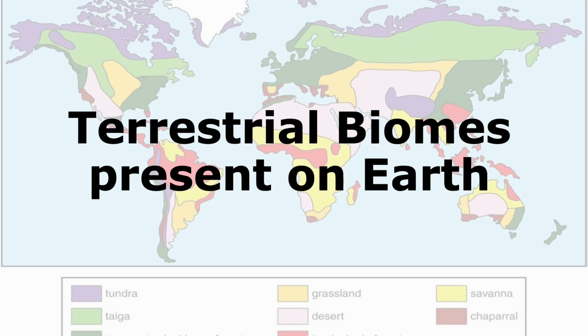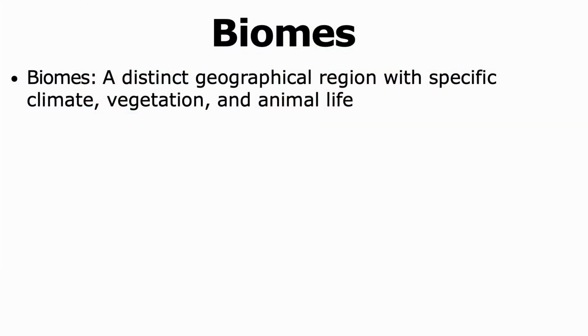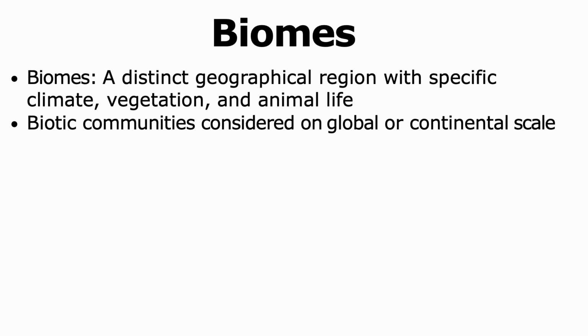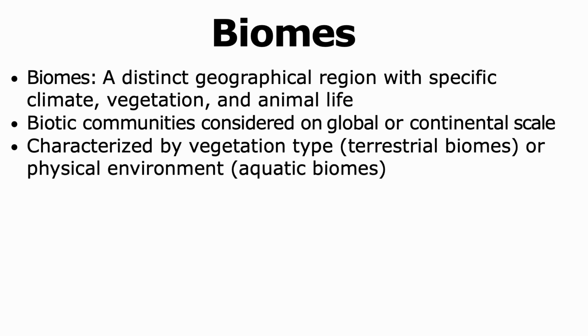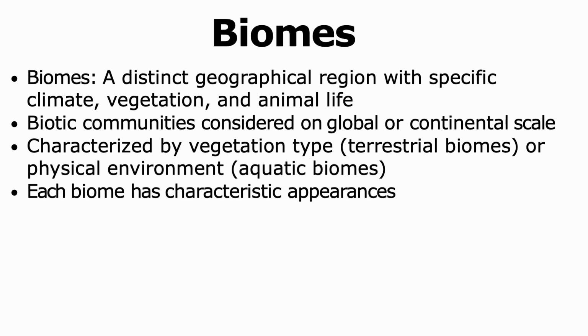In this talk, we will learn about the terrestrial biomes that are present on Earth. Biomes are distinct geographical regions that have specific climates, vegetation, as well as animal life. They can be considered as biotic communities on a global or continental scale. Biomes can be characterized by their vegetation type or their physical environment. Each biome has its own characteristic appearance.